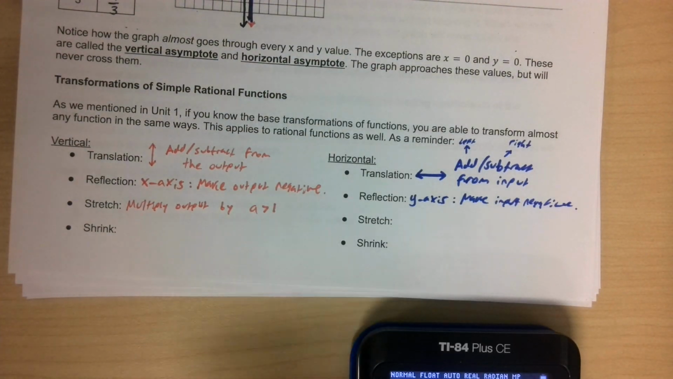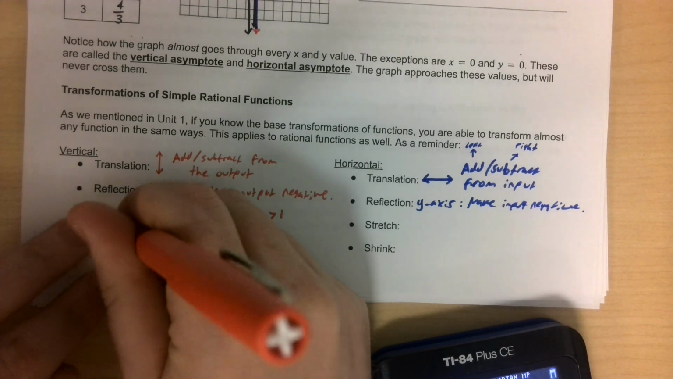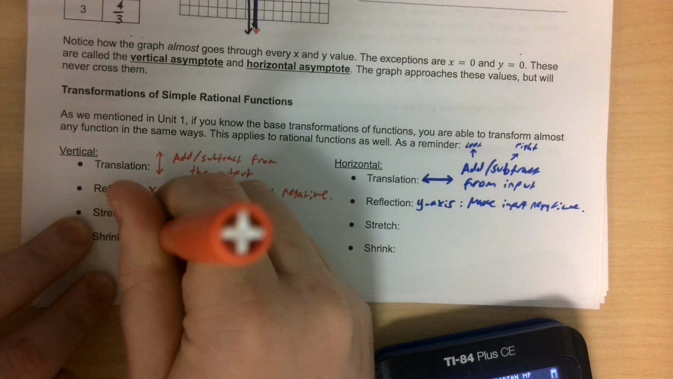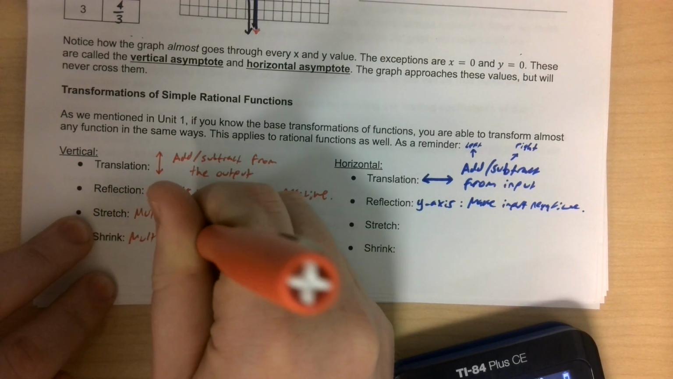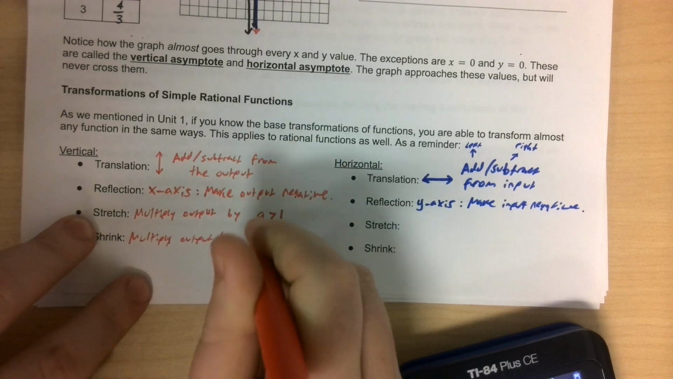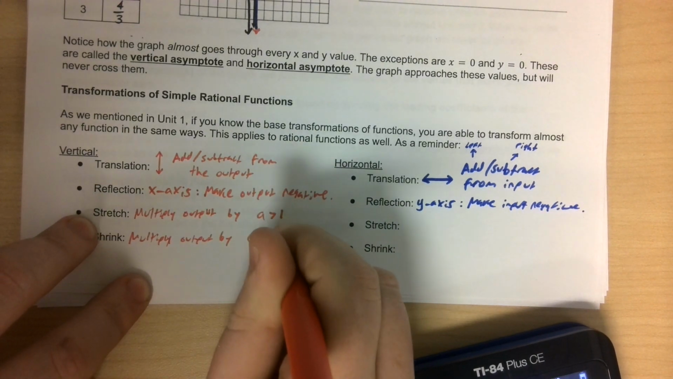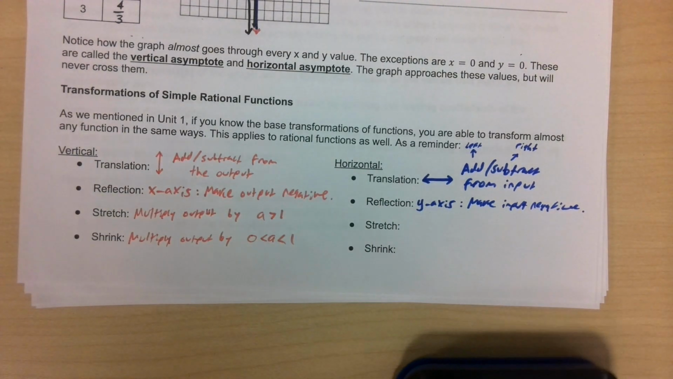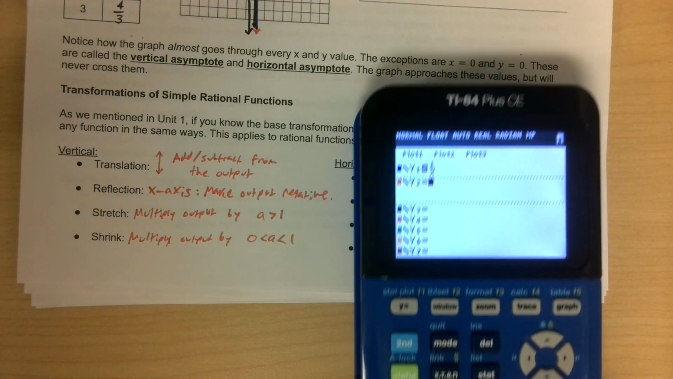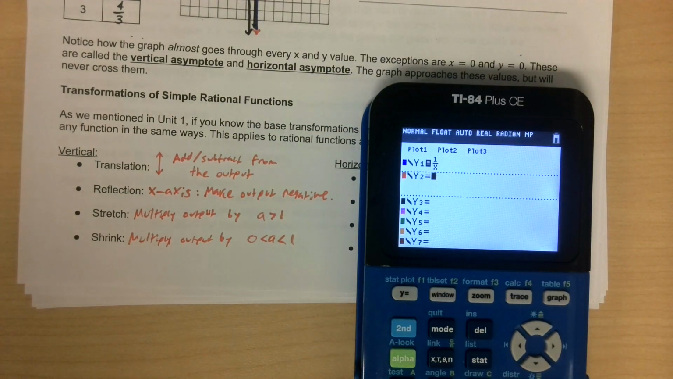Vertical shrinks are the same thing, except you're going to multiply the output by a fraction. Something that's in between 0 and 1. Now, this one is a little bit tougher to see how it happens.